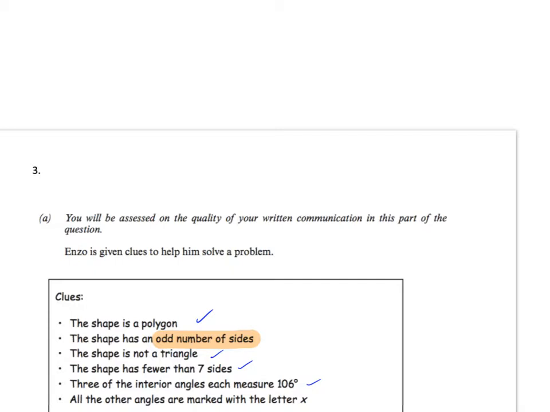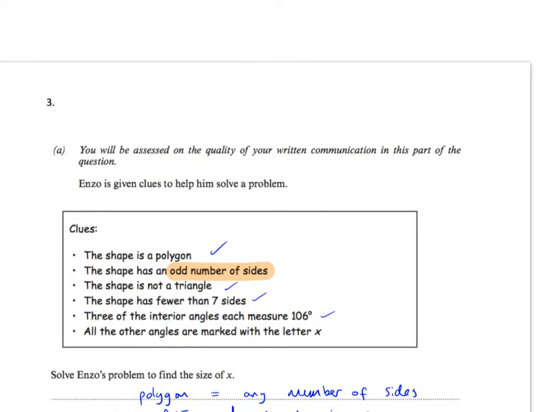So what I've started to do to solve this then is I've said polygon equals any number size. Okay, it means any number of size shape. Why did I bother writing that? Any idea? It's because of this statement up here. I'm just showing, look, I understand this stuff, okay? If it says you'll be assessed on the quality of your organisation and your written communication, then just state what you're thinking, okay? So I've ticked it.